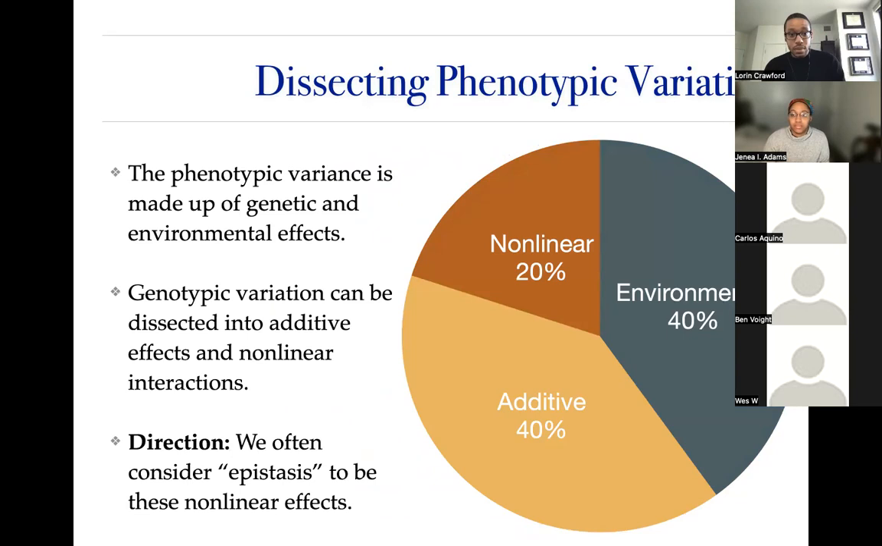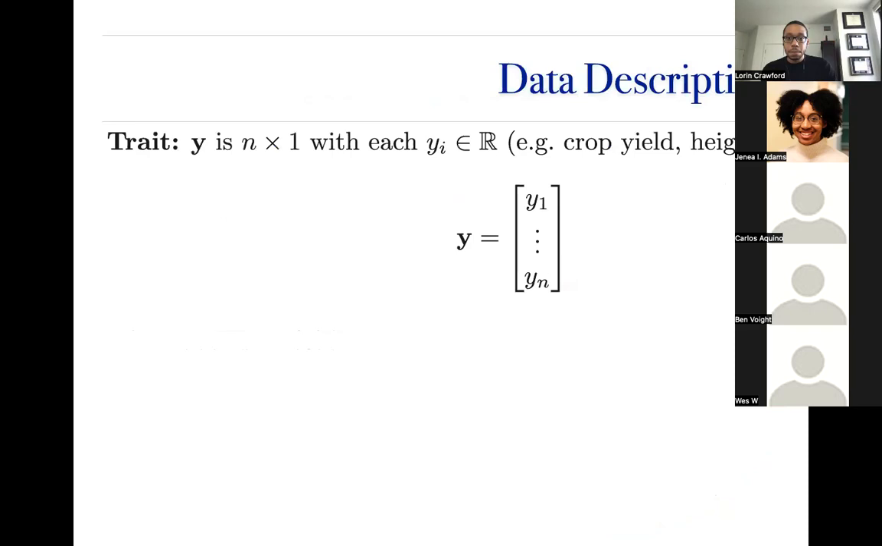In genetics, I think about this phenomenon called epistasis as my nonlinear component here, so that gene-by-gene effect. But again, there are other areas of genomics that my lab also thinks about, which is how genomics might interact with things like the tumor microenvironment and other phenomena. Today we're going to focus on statistical genetics a little bit.